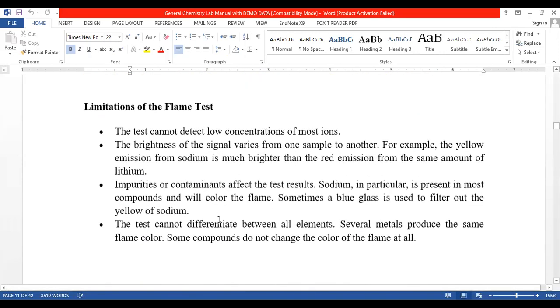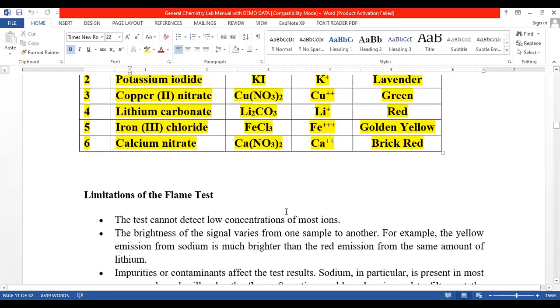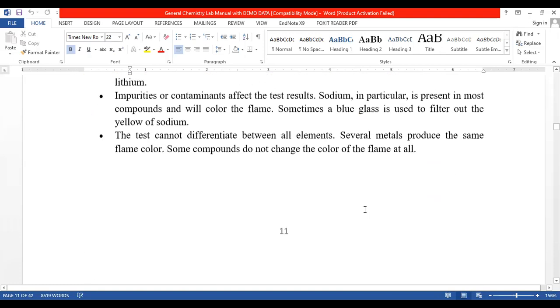Limitations are the same, you can write them even now. So for this flame test, you will write all the things given in this lab manual. Just keep this table blank, and later on you can fill it up after conducting the experiment.